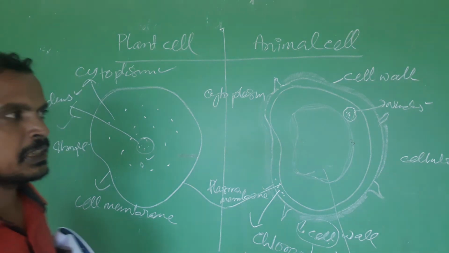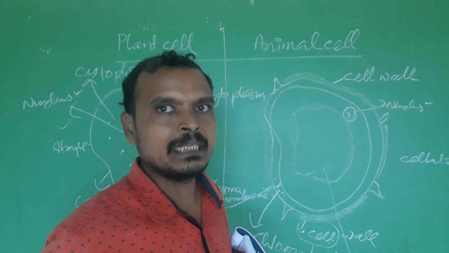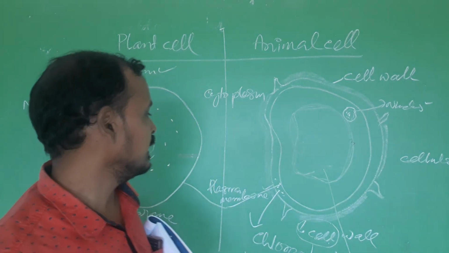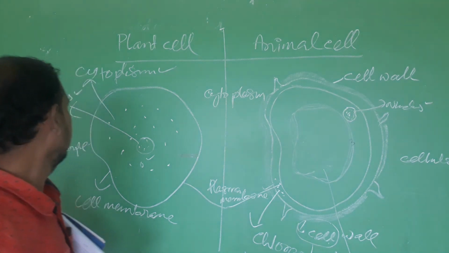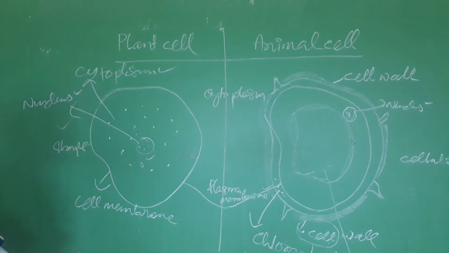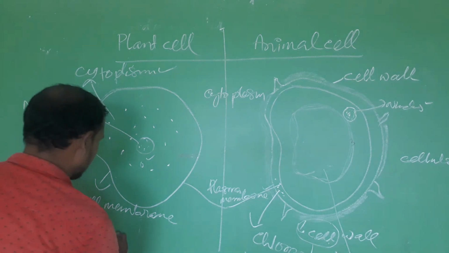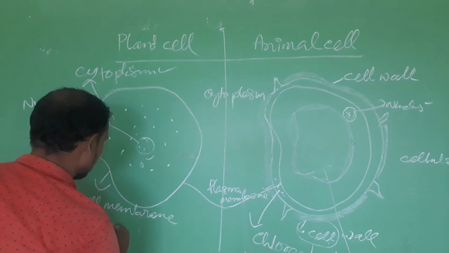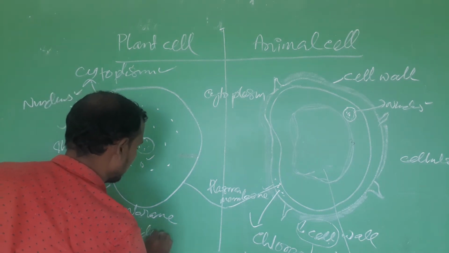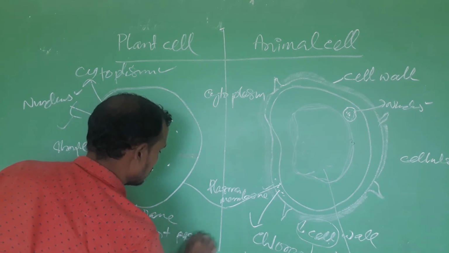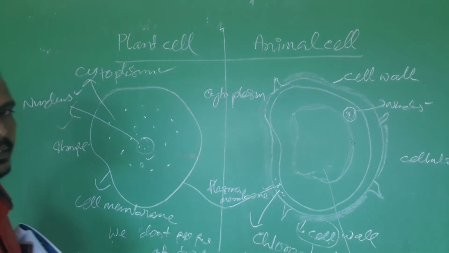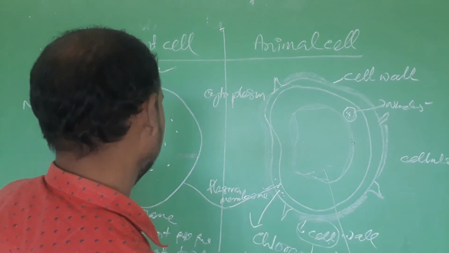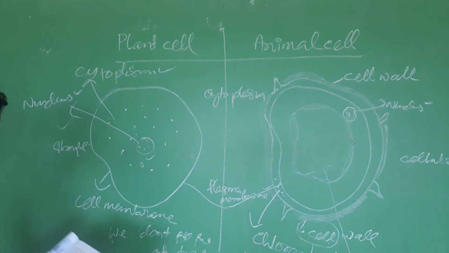Means using sunlight and absorbing water and minerals from the root, it prepares glucose. But in case of animal cells, we do not have chloroplast, so we do not prepare our food. Okay, we do not prepare our food. So we have to directly or indirectly depend on the plants and animals. So these are the basic differences between plant cell and animal cells.